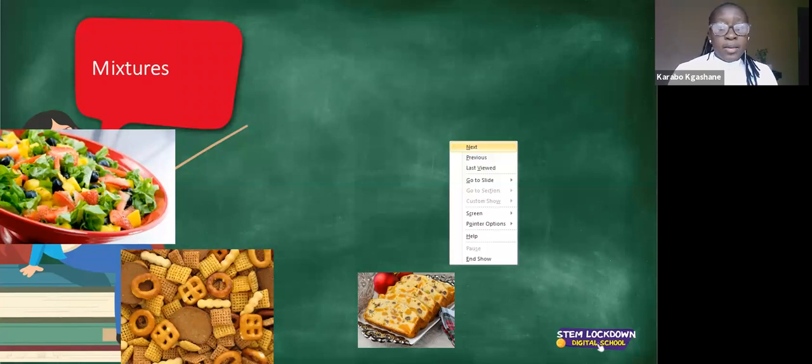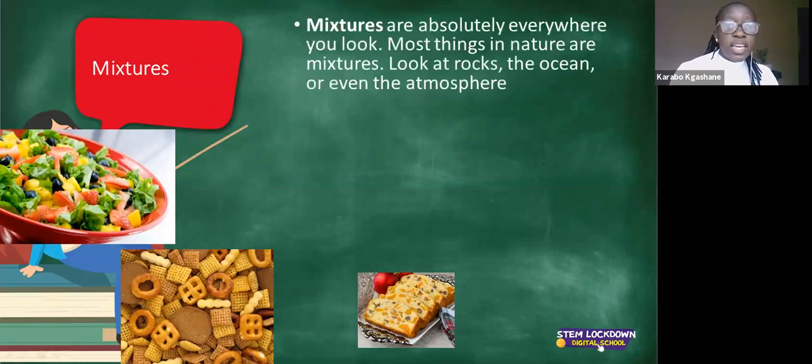All right, mixtures are absolutely everywhere you look. Most things in nature are mixtures. Look at rocks, the ocean, or even the atmosphere. All right. Right, again, Tato. Tato says you can separate the biscuits by their shape.